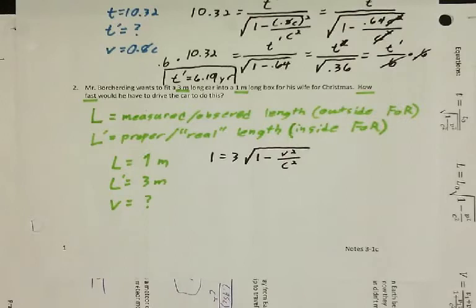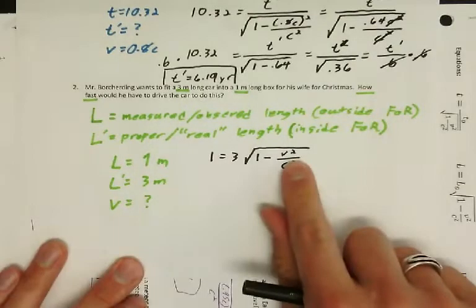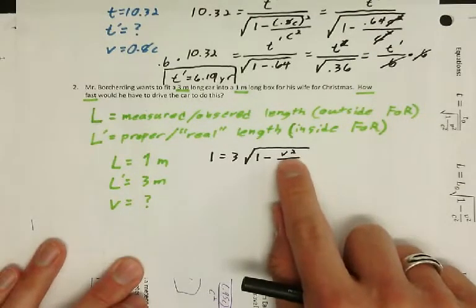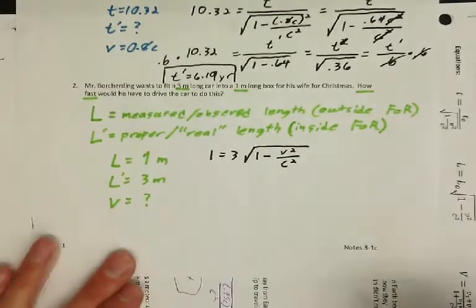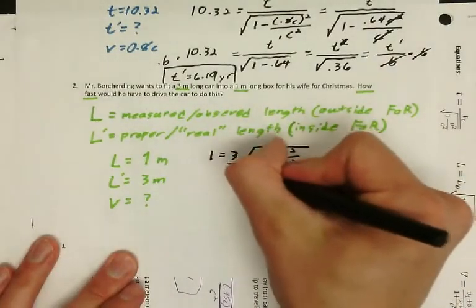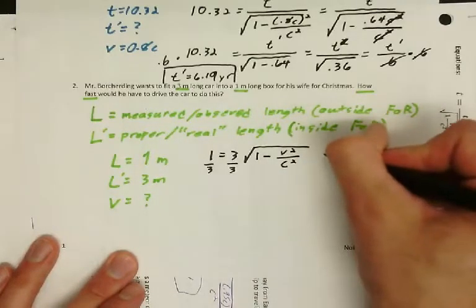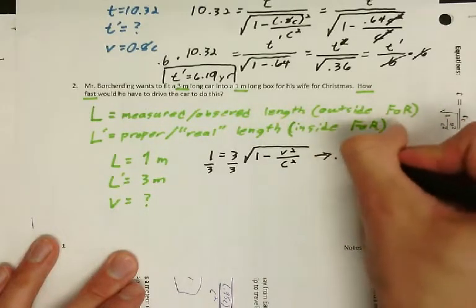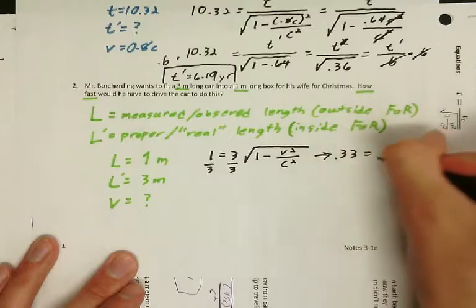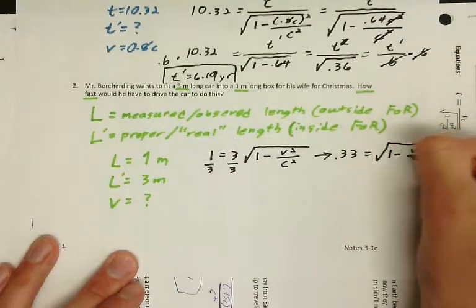And I know what you're saying. You're saying to yourself, Mr. B, I do not want to solve for this. This is terrifying. Don't be scared. I promise, it's fine. Divide both sides by 3. Okay, so we get 0.33 equals the square root of 1 minus v squared over c squared.